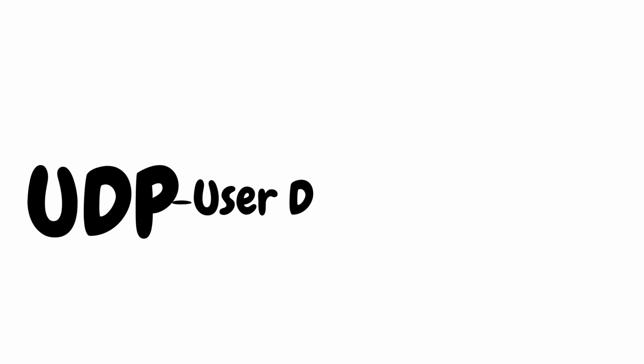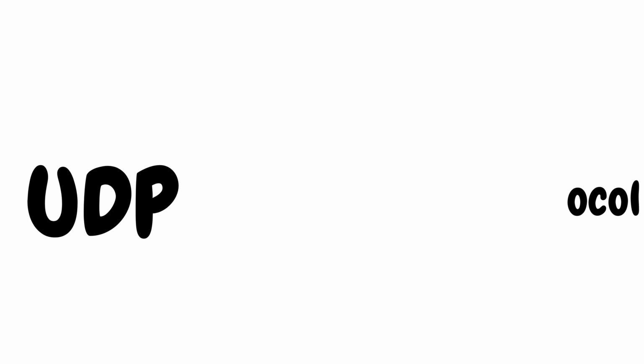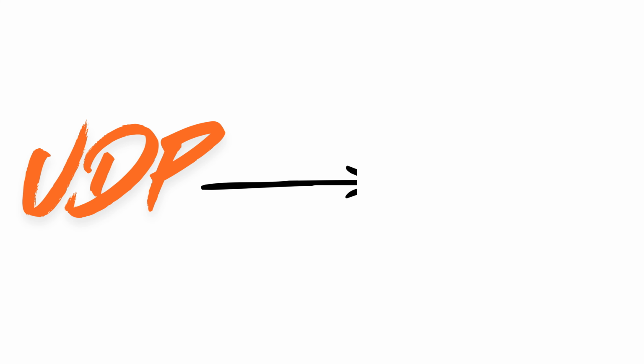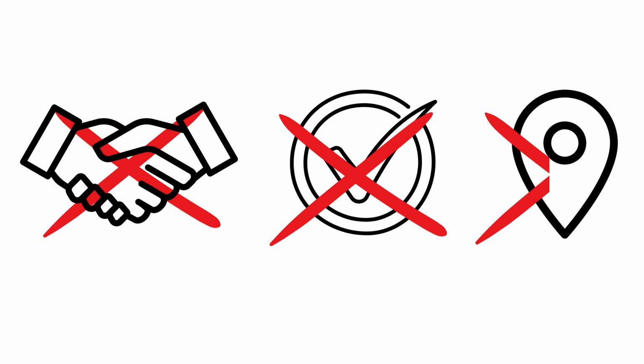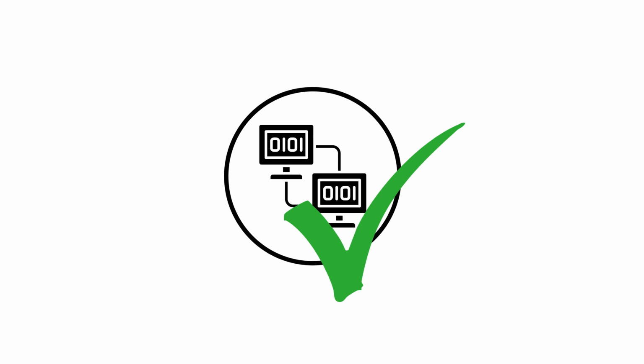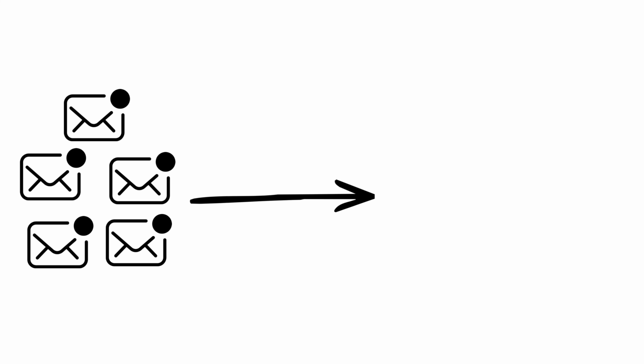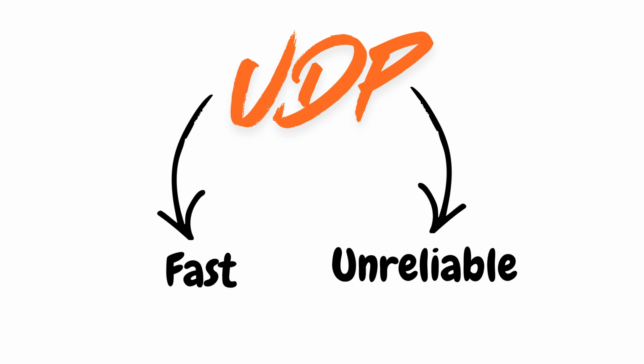Now, let's talk about UDP. UDP stands for User Datagram Protocol. Unlike TCP, UDP does not establish a connection. There is no handshake, no confirmation, no tracking. Data is simply sent and that's it. If packets are lost, UDP doesn't care. This makes UDP extremely fast but unreliable.